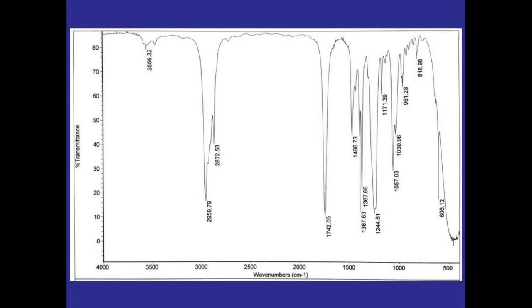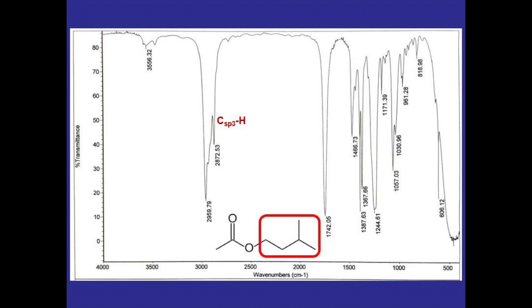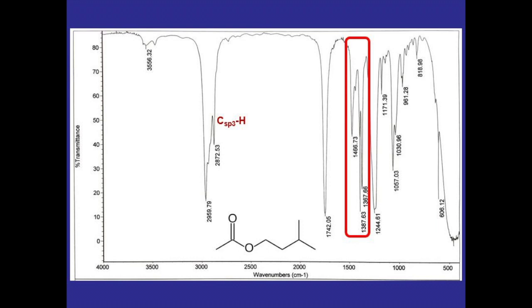For the rest of the video, I wanted to go over and label the IR for the Fischer Esterification Lab, the product for that lab being isopentyl acetate. So let's take a look at the functional groups. We have all of the carbon-hydrogen bonds for sp3 hybridized carbons, which show up right here, so we can label that like so. Then we have all of the carbon-carbon single bonds, which show up around 1370 and 1450-ish, so we can label those peaks.